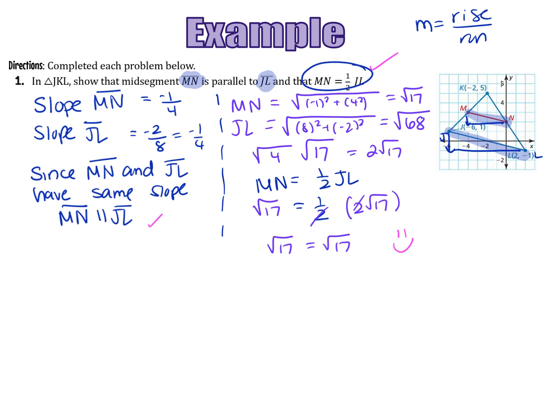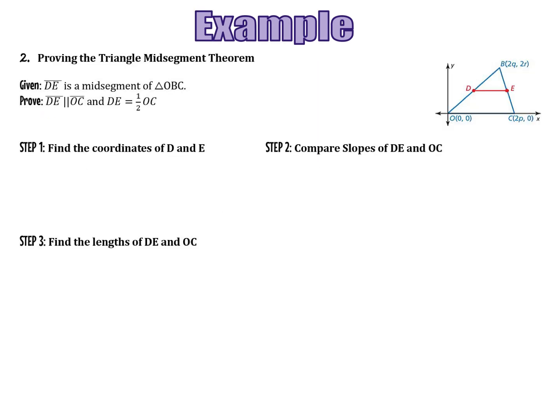Let's go ahead and look at another example. Okay, we're going to sort of do a guided proof that proves the triangle midsegment theorem. So we are given that DE is a midsegment of triangle OBC. We're going to prove the two things that that theorem says, that DE and OC are parallel and that DE is equal to 1/2 of OC.